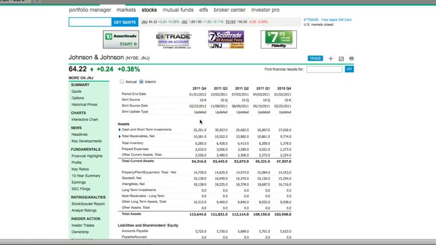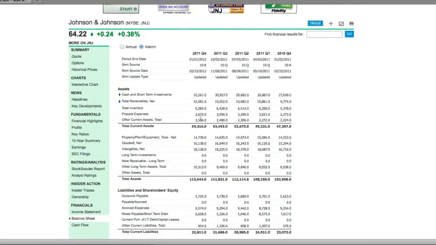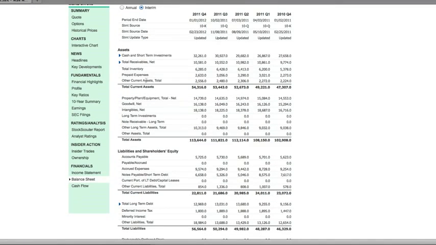As we go down the balance sheet, if you remember, I told you that the balance sheet was made up of assets and liabilities. The total assets listed right here, and these numbers are in millions as well, so that's $113 billion is the total assets that the company is claiming on their balance sheet.